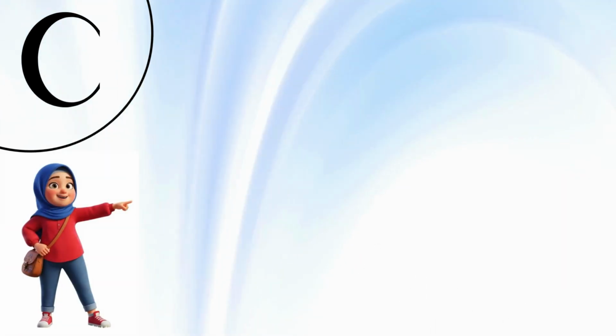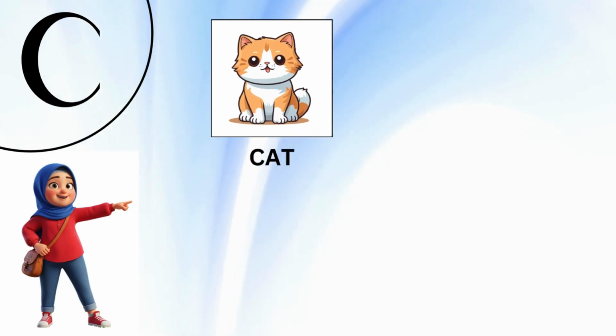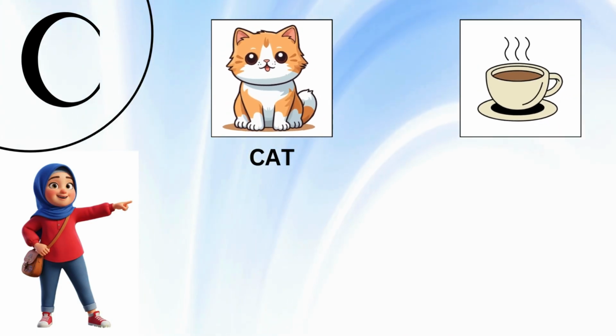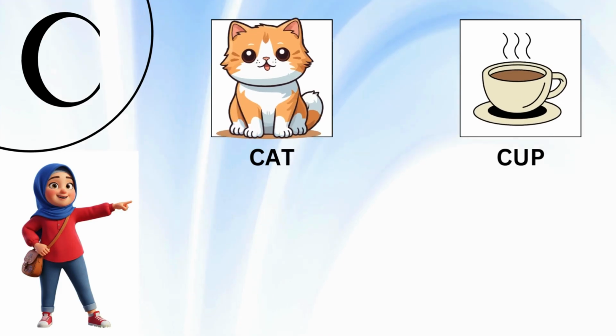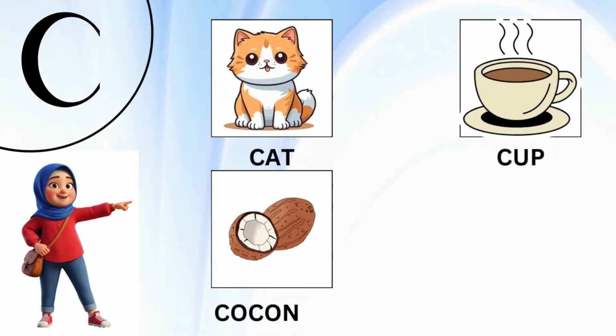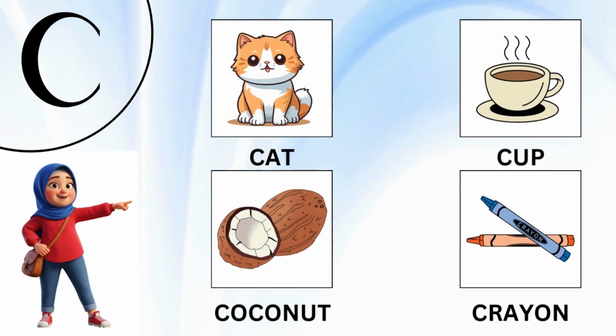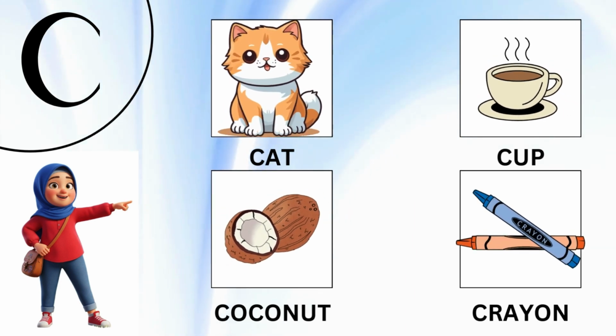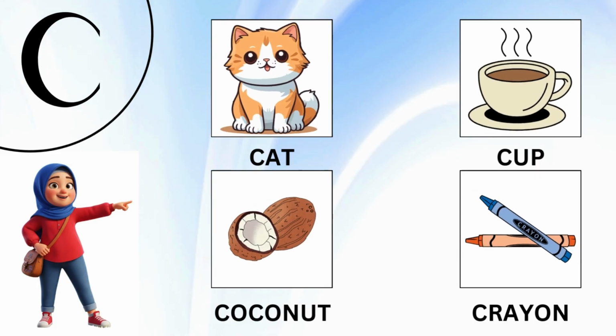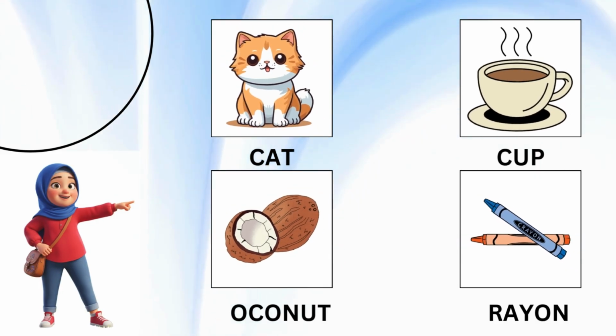This is letter C. C is for cat. C is for cup. C is for coconut. C is for crayon. Cat, cup, coconut and crayon.